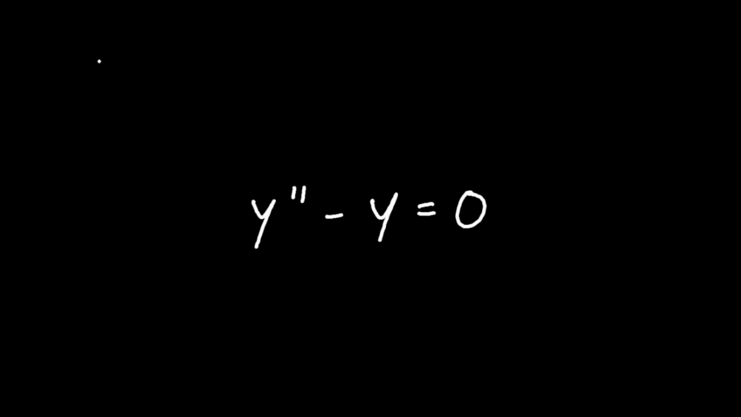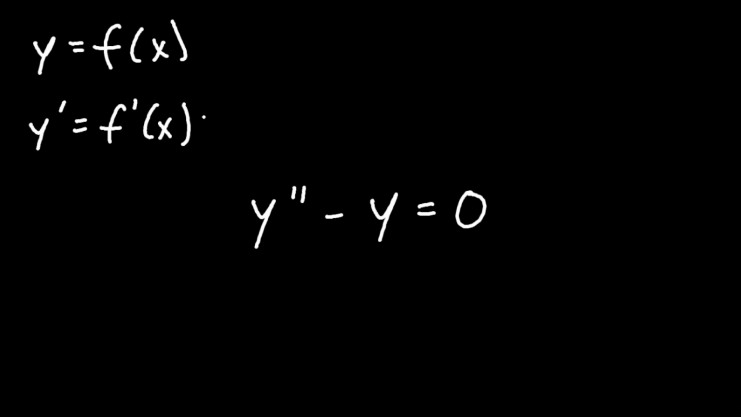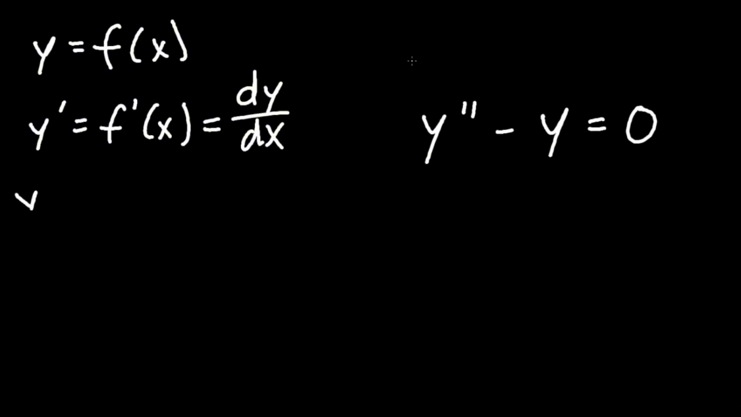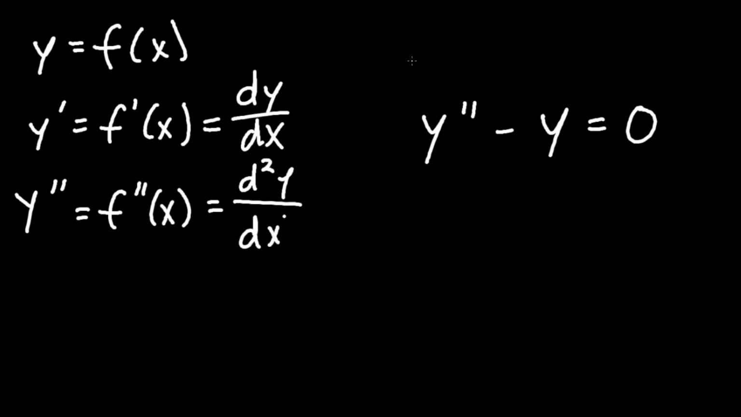So y, by standard notation, is just equal to some function of x, let's say. And y prime is just the first derivative of some function. Also, dy/dx is another way to represent this. And you see double prime here. So let's talk about double prime. Double prime is simply the second derivative of some function and can be represented with Leibniz notation like so.